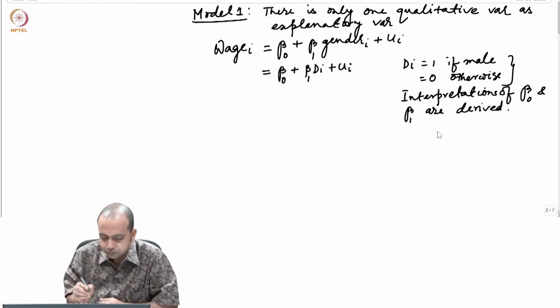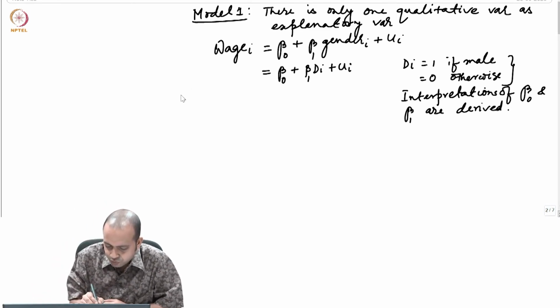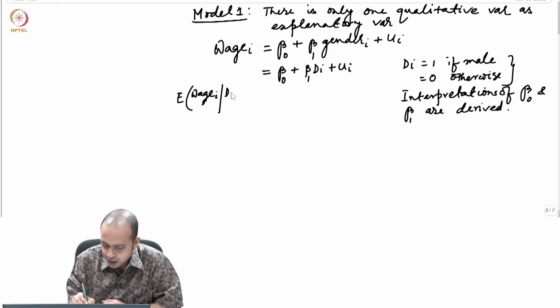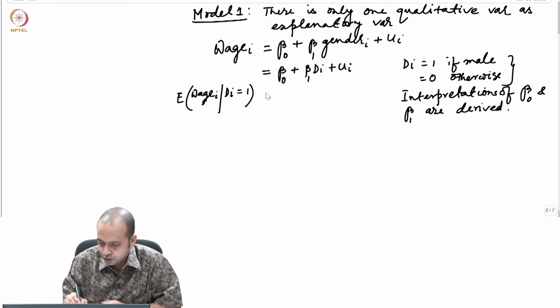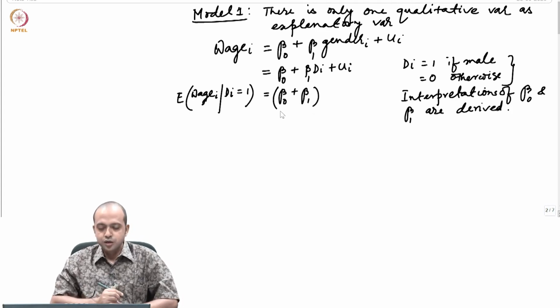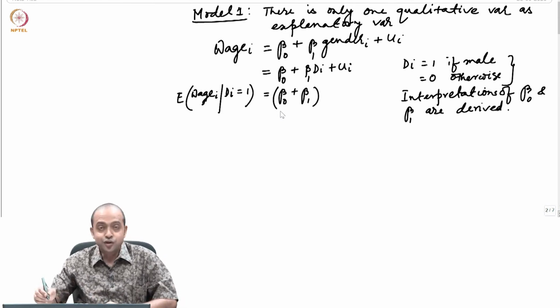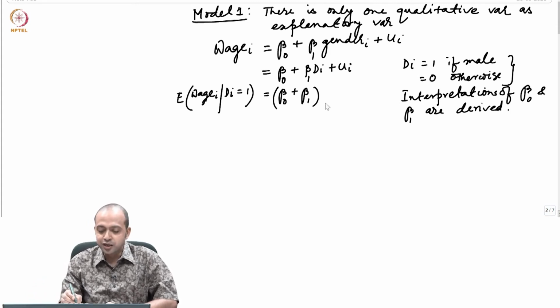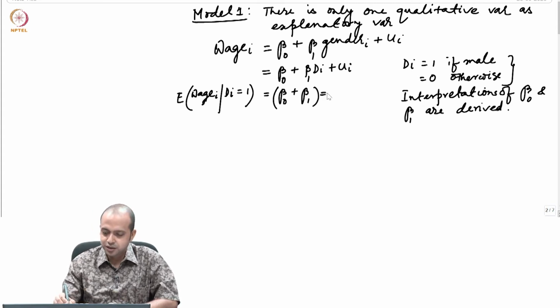Like the previous case, first thing we have to do is take the expectation of wage, given Di equals to, let us say, 1 for this category, equals beta 0 plus beta 1. Okay. And what does Di equals 1 indicate? Di equals 1 indicates the male category. That means by expectation of wage given Di equals 1, I can say that this beta 0 plus beta 1 actually indicates the mean wage for male.